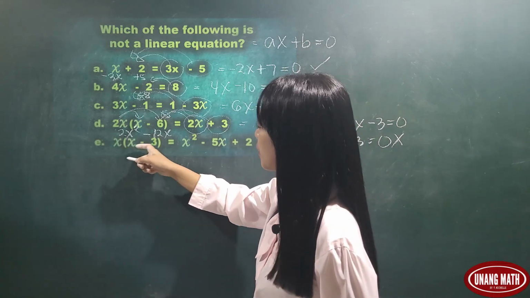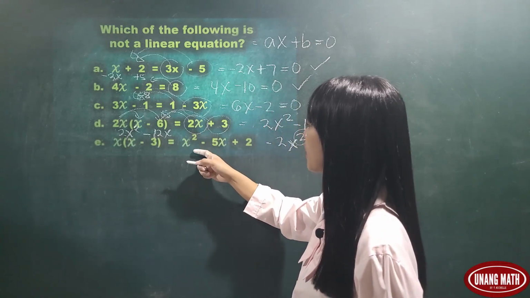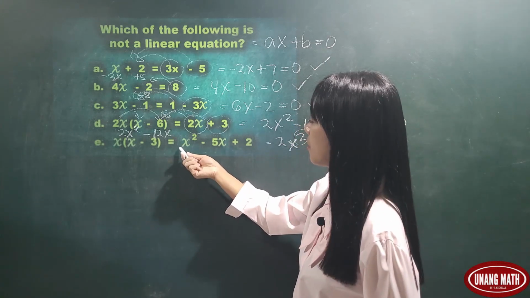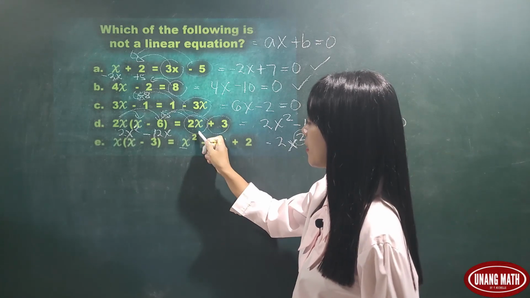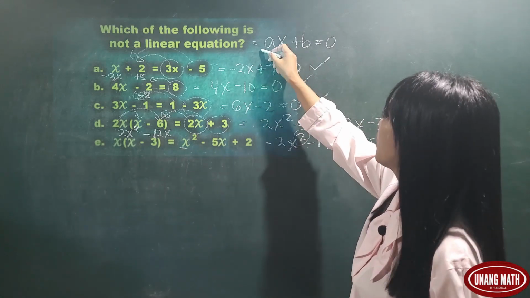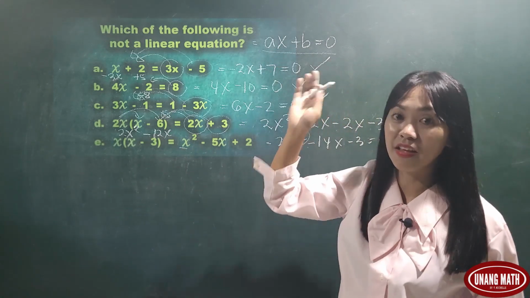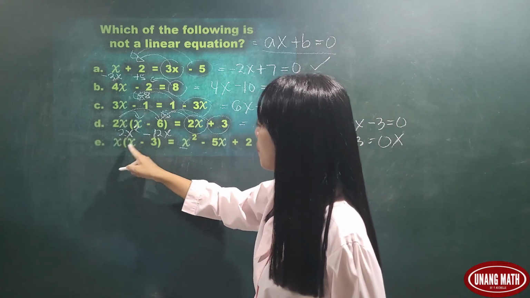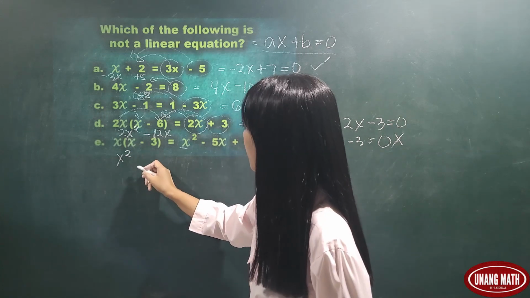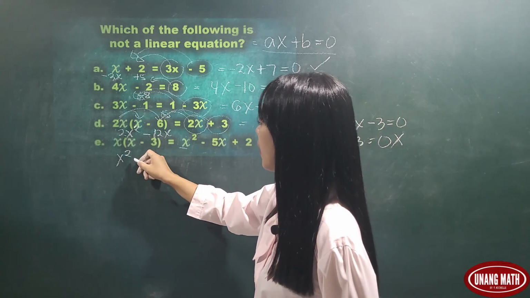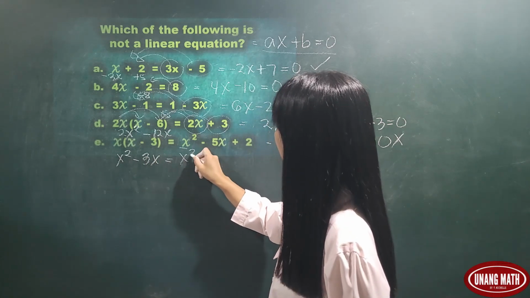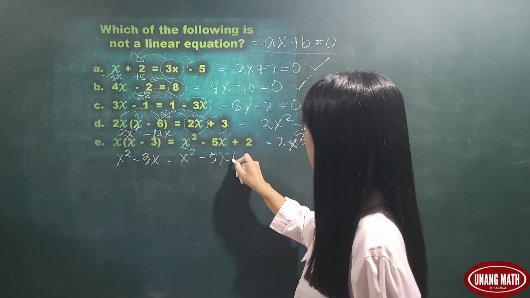x times x minus 3 inside the parentheses is equal to x squared minus 5x plus 2. You might think that this is not a linear equation, because there's a variable here that has an exponent 2. But let us make this equation first in the form ax plus b equals 0. So we have to remove the parentheses first using distributive property. So this is x squared. x times negative 3 is negative 3x, so minus 3x is equal to x squared minus 5x plus 2.